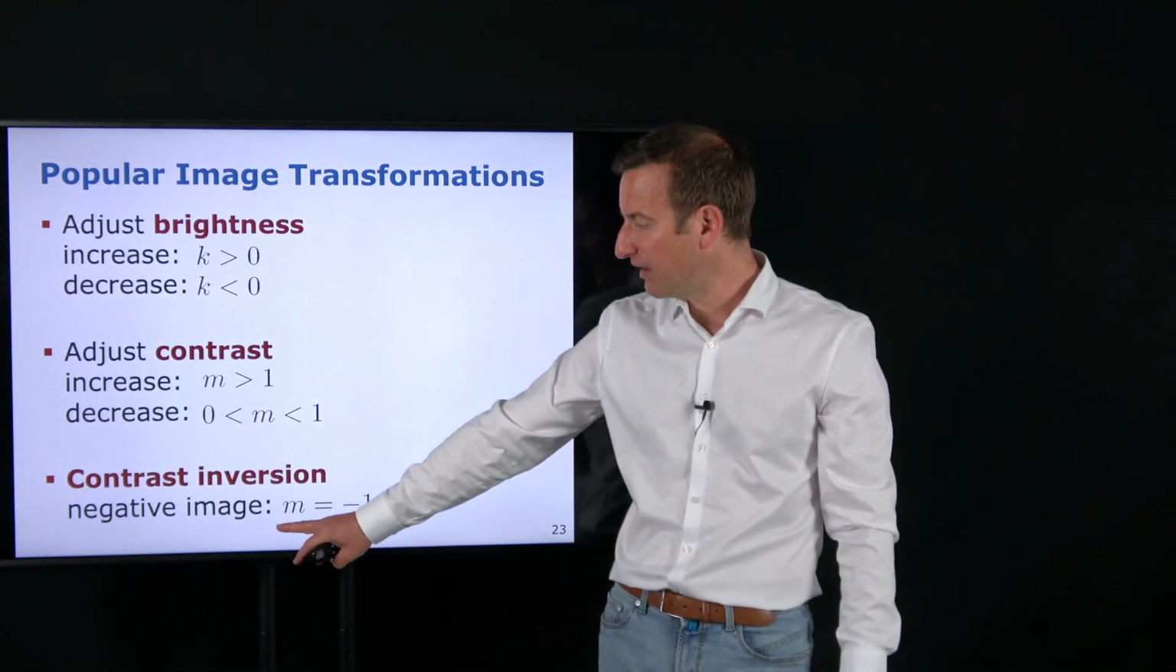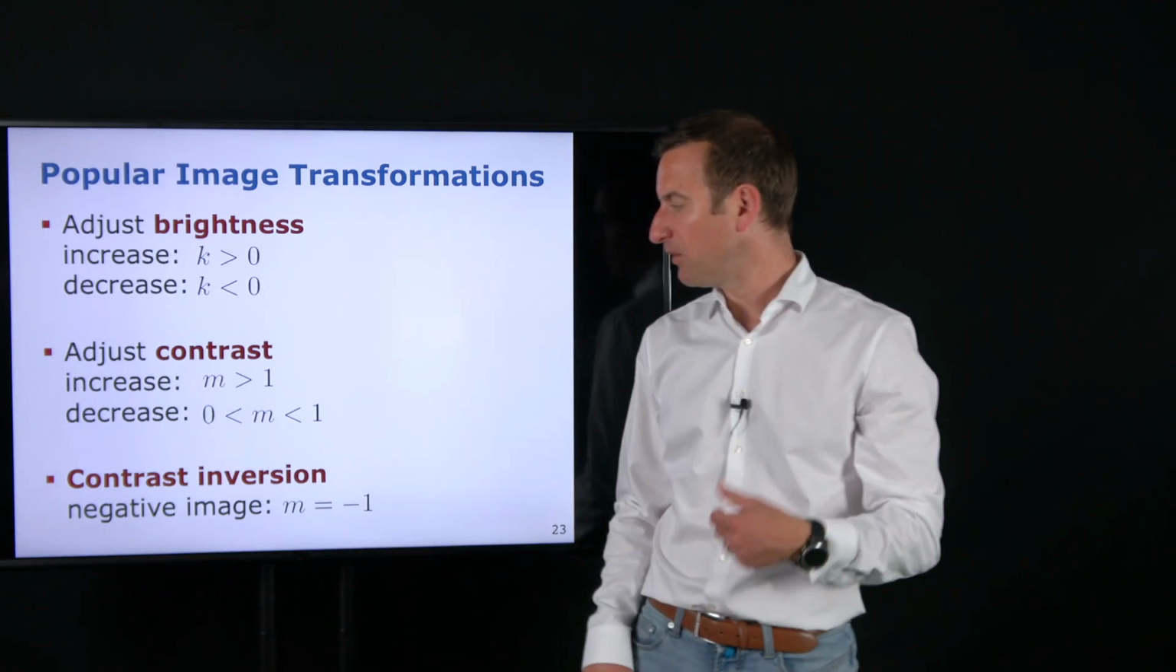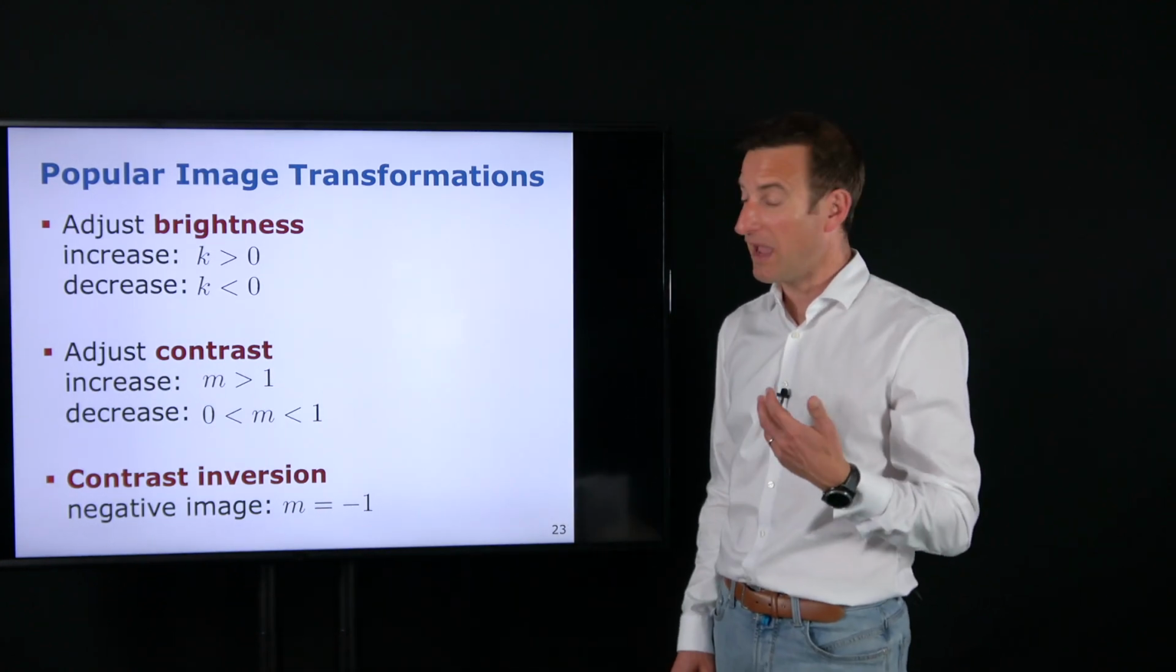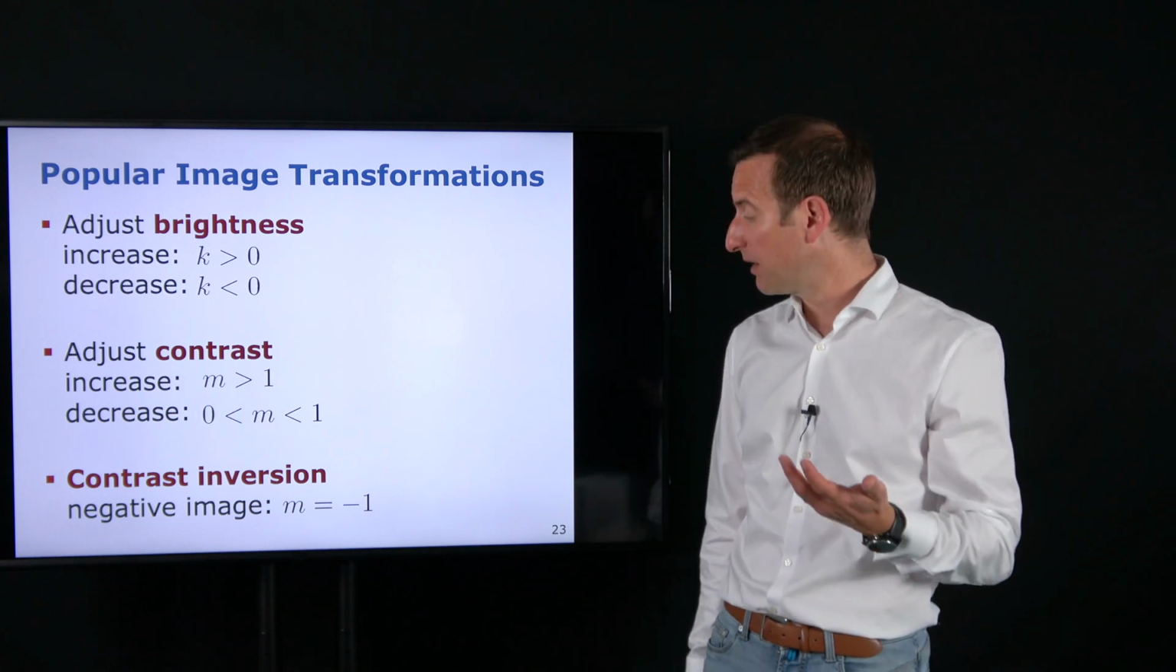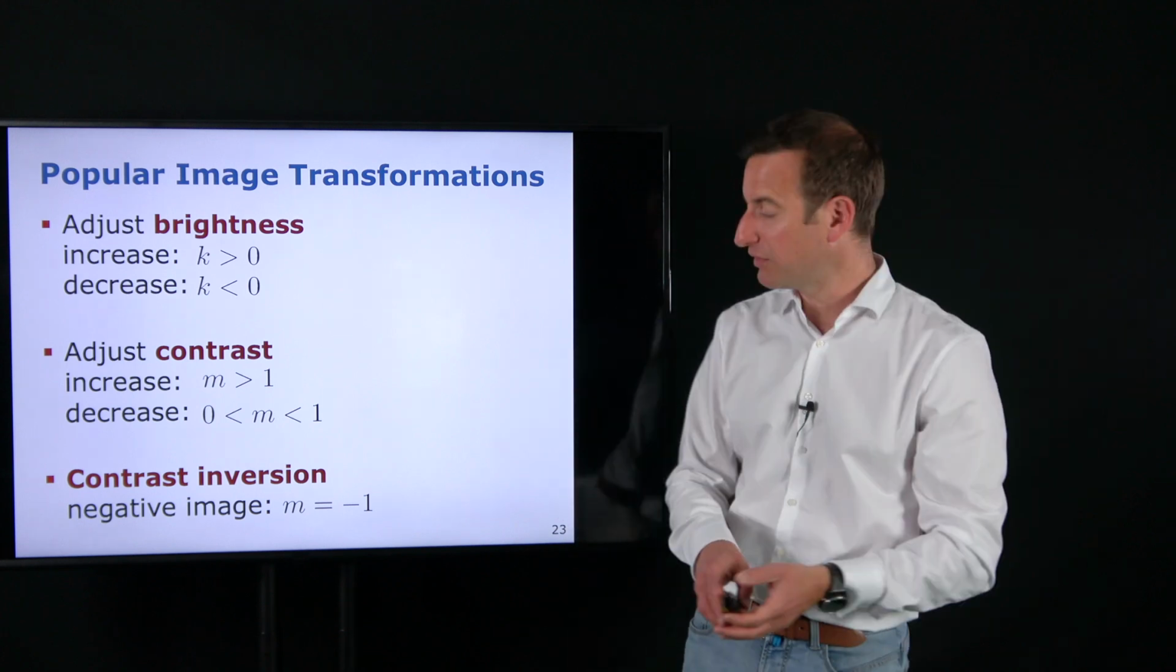And I can also take negative values for m. For example, if I want to create the negative image, so m equals -1, that means an intensity value of 100 becomes -100.